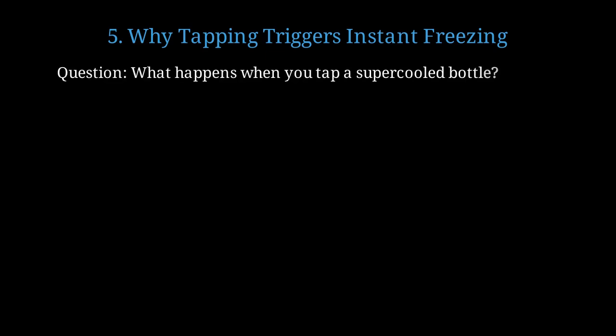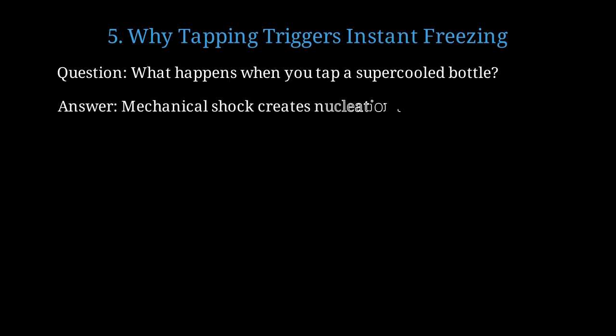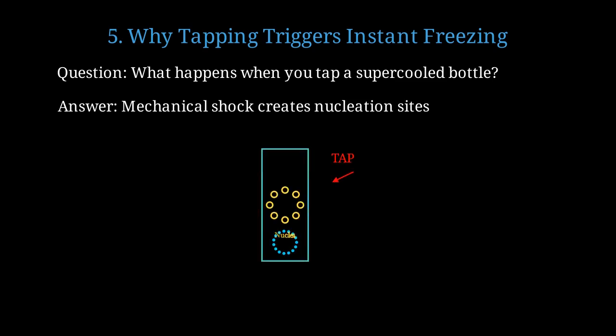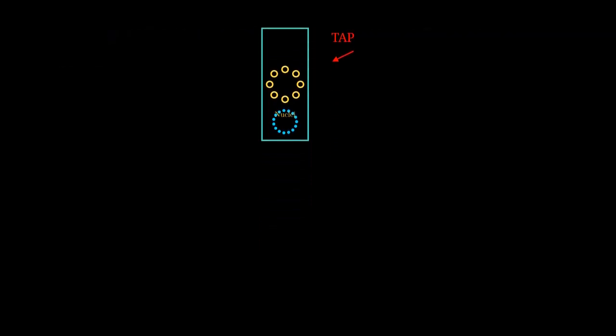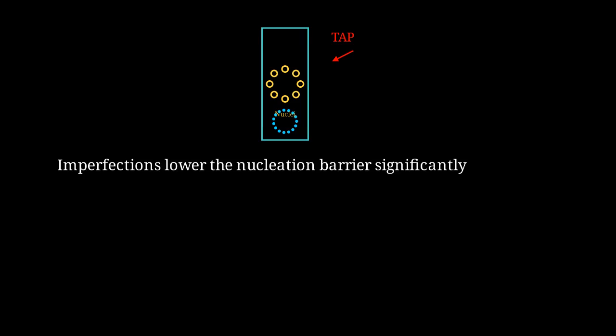Now let's understand why a gentle tap can instantly freeze supercooled water. When you tap a bottle of supercooled water, what exactly happens at the molecular level? The mechanical shock creates local pressure variations and cavitation bubbles that act as nucleation sites. The tap creates pressure waves that form tiny bubbles and imperfections. These serve as templates where ice crystals can form without overcoming the full nucleation barrier. These imperfections effectively lower the nucleation barrier, allowing ice formation to proceed rapidly. The free energy barrier for heterogeneous nucleation on surfaces is much less than for homogeneous nucleation in pure liquid.